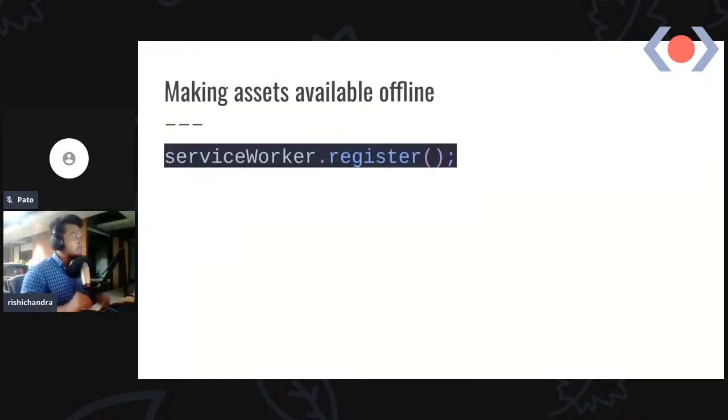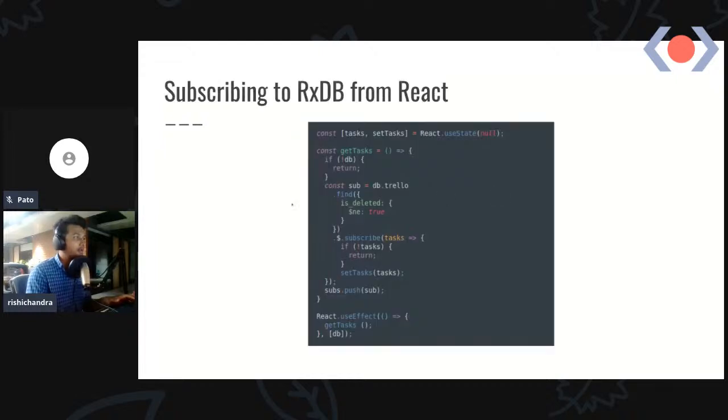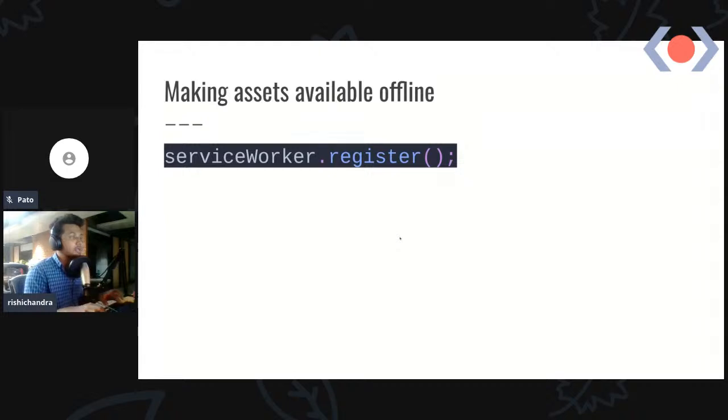So back to building our application. Firstly, we have to make the assets available offline. The easiest way is to use service workers. Service workers are one of the most efficient ways to persist the assets offline. Also, if you're using Create React App, it comes with a nice service worker configuration. So all you have to do is add this to your index.js, and your assets will be persisted offline.